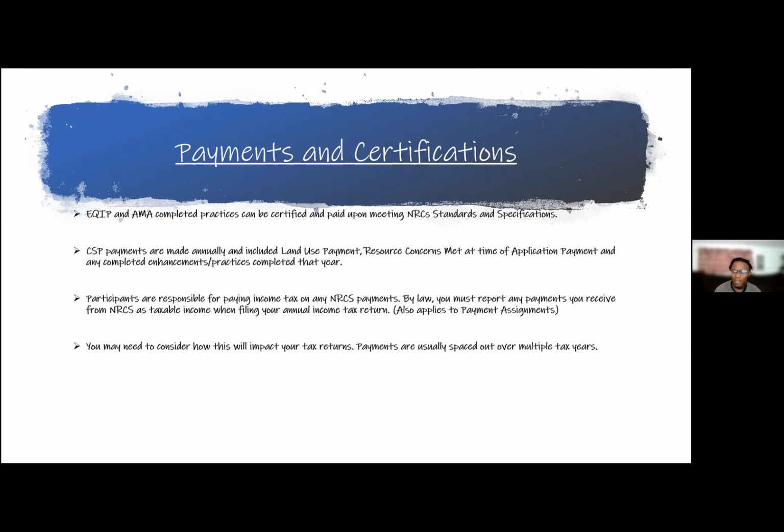For CSP, the payments are a bit different. They're made annually, and they include your land use payment, your resource concern payment, anything that you have completed in that year will be encompassed in that payment. And there are 2 windows for payment as it relates to CSP. It's usually the start of the fiscal year, so between October, I would say maybe 5th to about Thanksgiving, so the end of November. And then the beginning of January to about the end of February is the 2 windows for CSP payments.